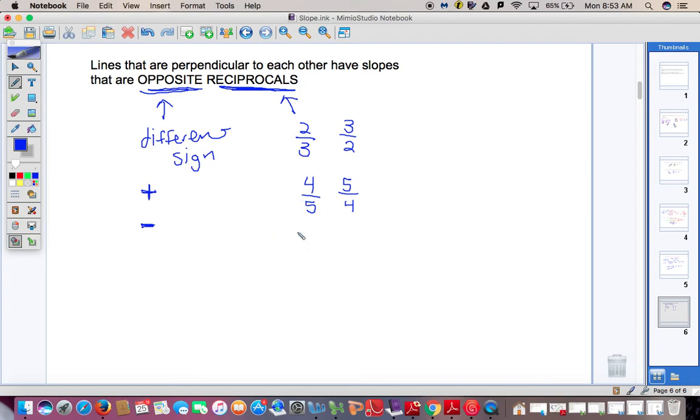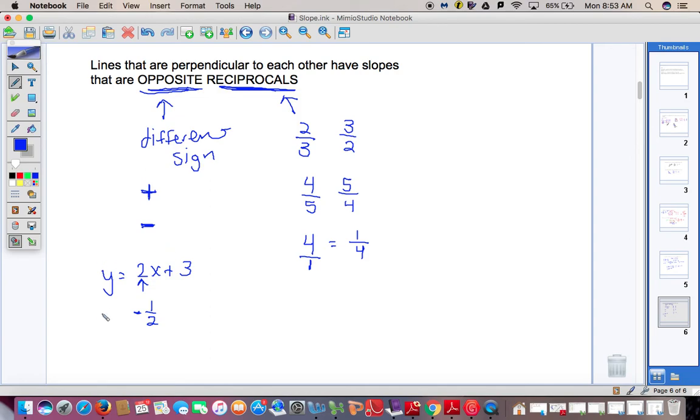Okay, so if you had a number of 4, and you want to know what the reciprocal of that is, well, it would be 1/4. Because remember, any whole number or any integer can be written as a fraction simply by putting it over 1. Okay, so opposite reciprocals would mean that if you had a line that said y equals 2x plus 3, let's go with that one again, the opposite reciprocal of 2 would be negative 1/2. So any line that has a slope of negative 1/2 would be perpendicular to this line.